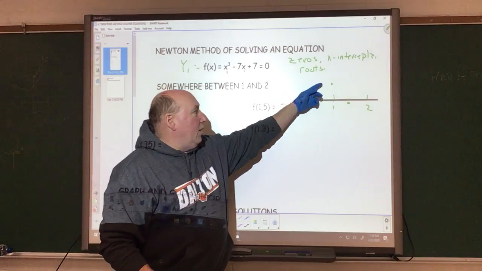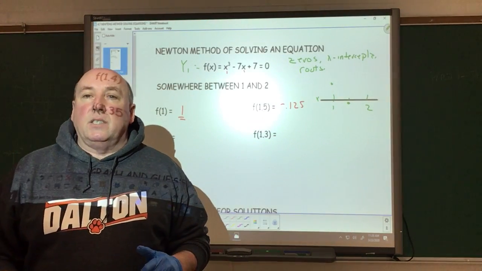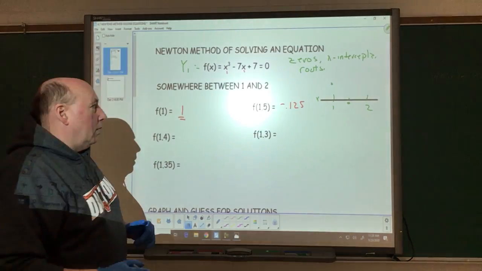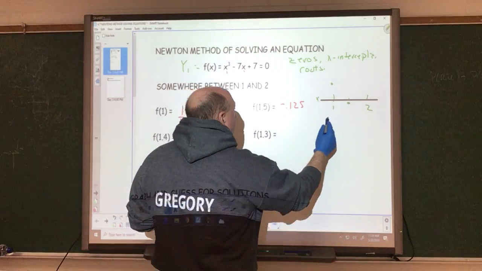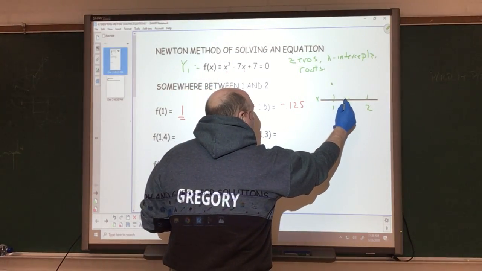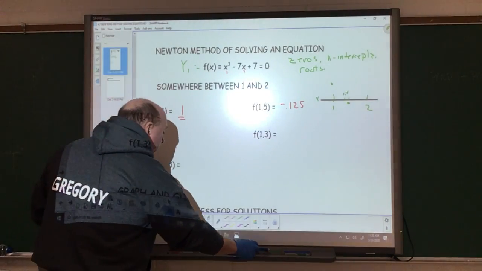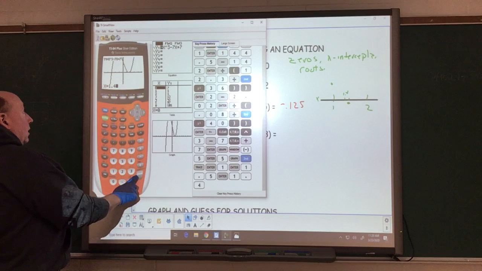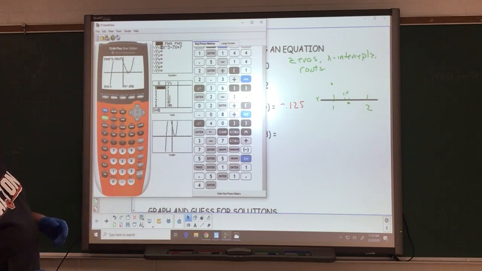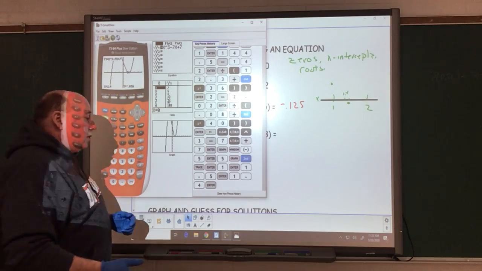So if I'm above here and below here, I have to cross the x-axis somewhere between those values. So, let's try the value of 1.4 and see if that works. So go ahead and plug in 1.4. Once again, you don't have to go through the process of it. What I get is a negative 0.056, which is closer.